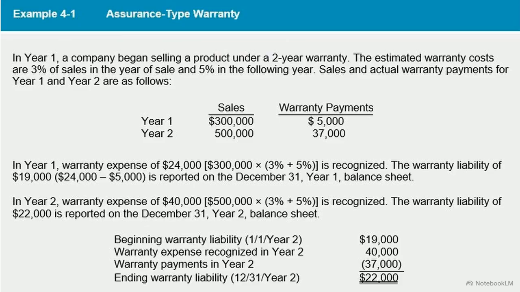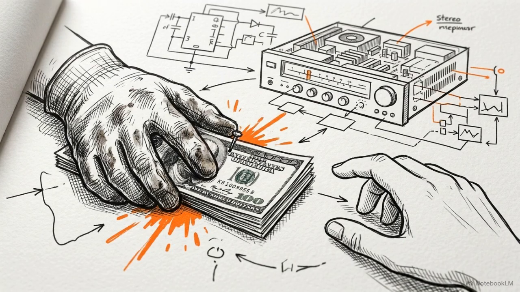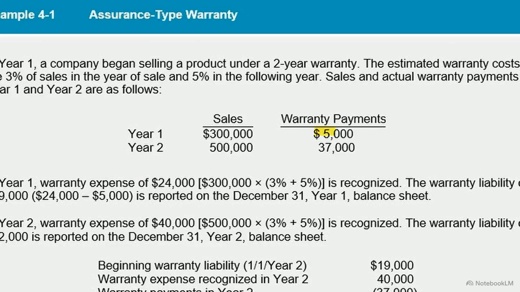We calculate the year 1 expense by multiplying the $300,000 in sales by that total 8% expected rate. This generates an immediate $24,000 warranty expense. During that same year, the company makes $5,000 in actual cash payments for repairs. Actual warranty payments reduce the existing liability pool rather than creating new expenses. Subtracting that $5,000 payout leaves an ending year 1 liability of $19,000.